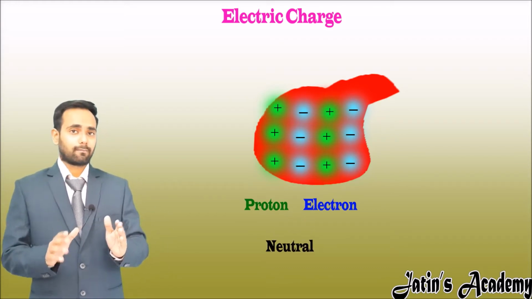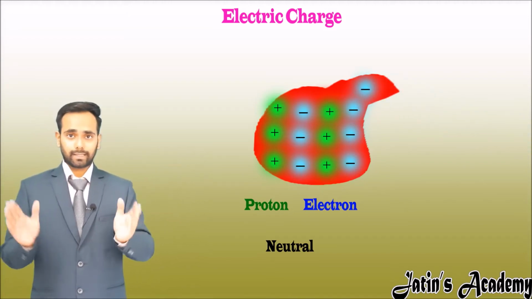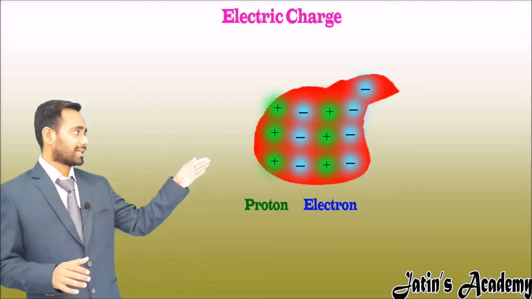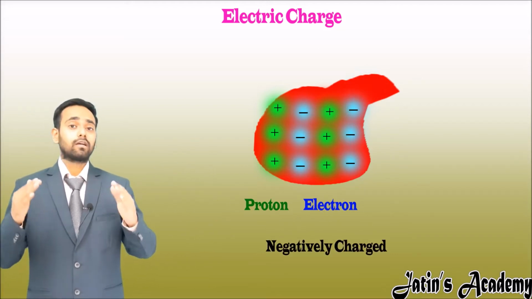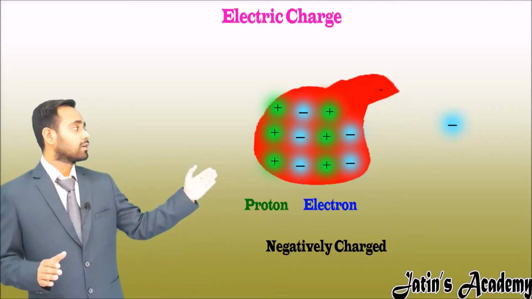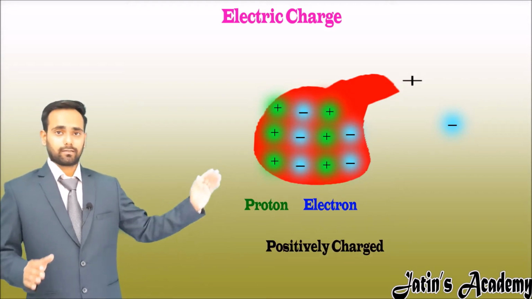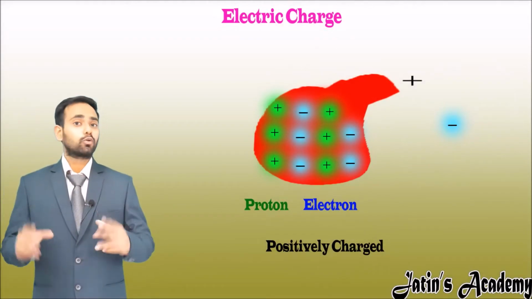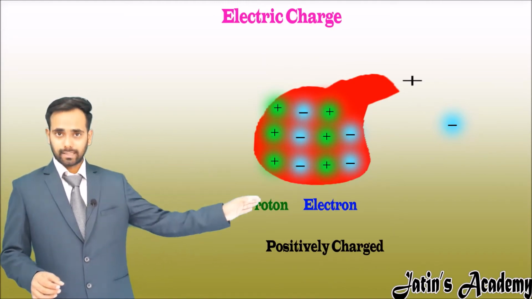Now for example, this object gains electrons. If the object is gaining electrons, the object becomes negatively charged, and if this body removes electrons, or we can say loses electrons, then we can say that this body gets positively charged. So here we have two types of charges. One is positive charge and another is negative charge.